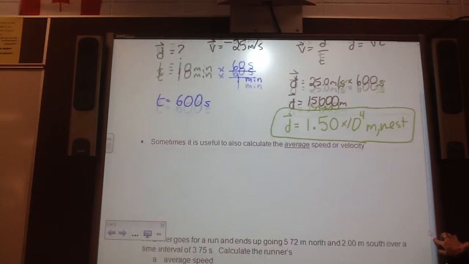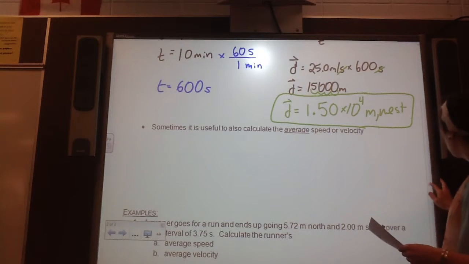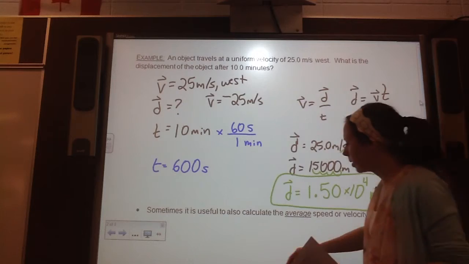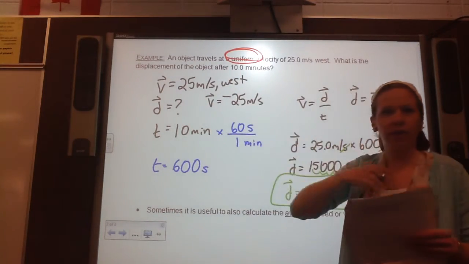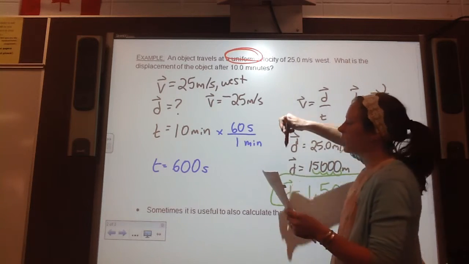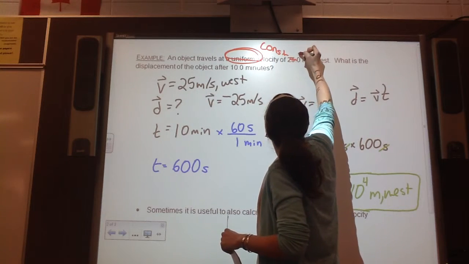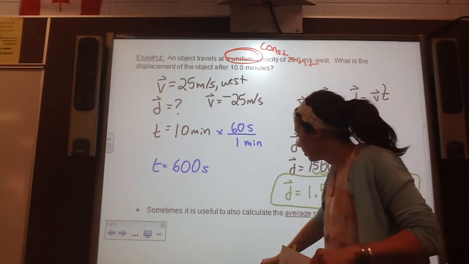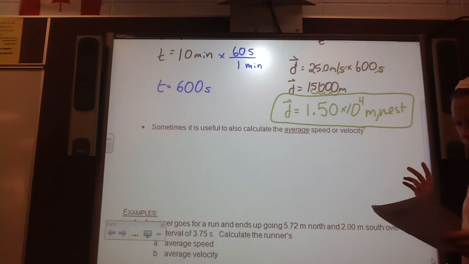Okay. So sometimes it is useful to calculate the average speed or velocity of something. Oh, and please, I think I mentioned it, but we didn't note: anytime it says uniform, think of school uniforms. If we all had school uniforms, we would all look the same. So this means it's constant. So think uniform, think constant.